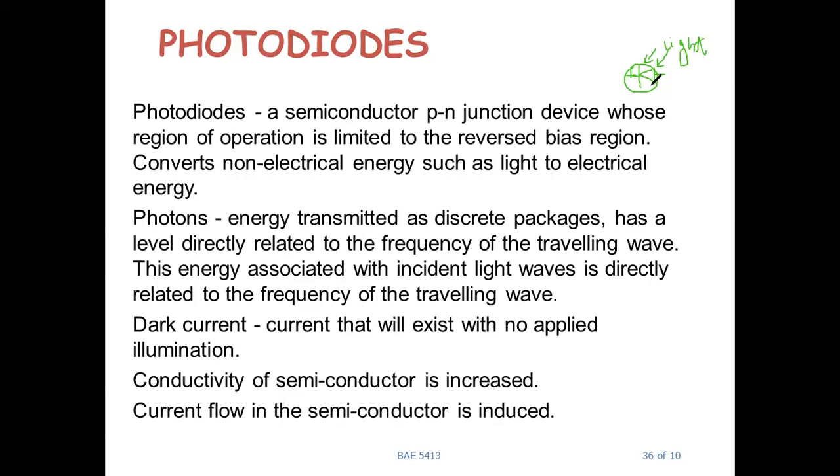Now light is coming towards the diode here. Now, what will happen? In the light also, some ions, protons, electrons are there.